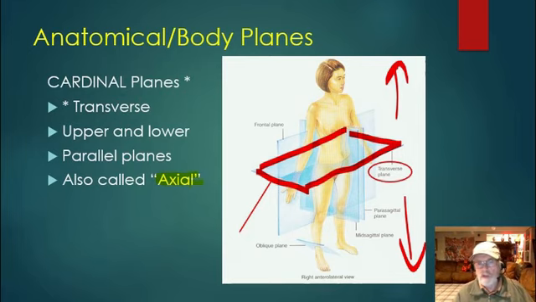So these are my three cardinal planes, and they all meet perpendicular to each other. My frontal plane divides the body into a front side and a back side. My sagittal plane divides the body into a right side and a left side, and my transverse plane divides the body into an upper half and a bottom half. And those are the three cardinal planes.